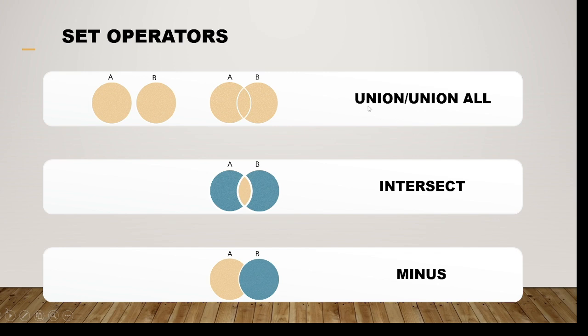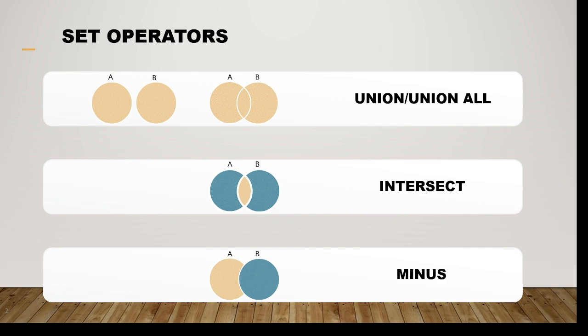In case of the union operator, it is going to return rows from both queries after eliminating the duplications. In case of the union all operator, rows from both the queries, including all duplications, would be displayed. Whereas in case of the intersect operator, rows that are common to both the queries would be returned. Whereas with the minus operator, rows in the first query that are not present in the second query would be returned. All these set operators have equal precedence.